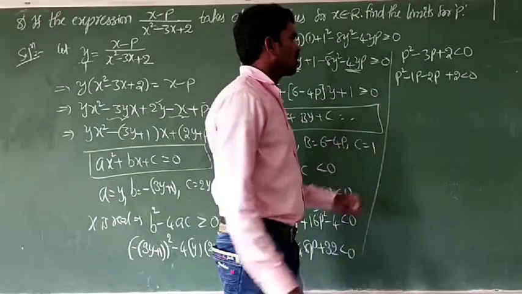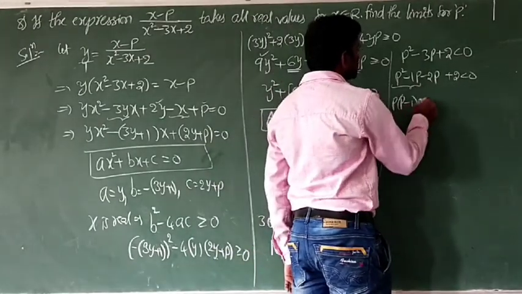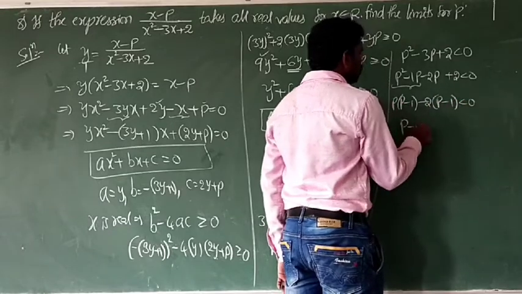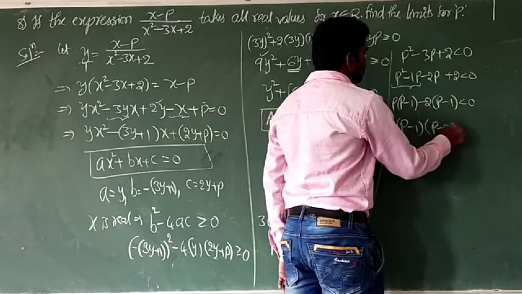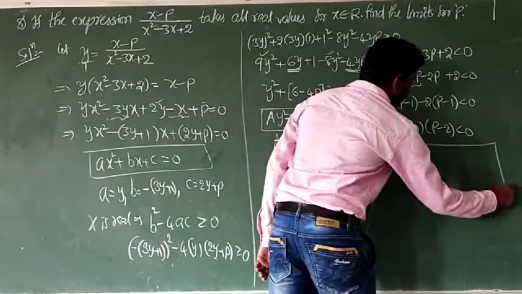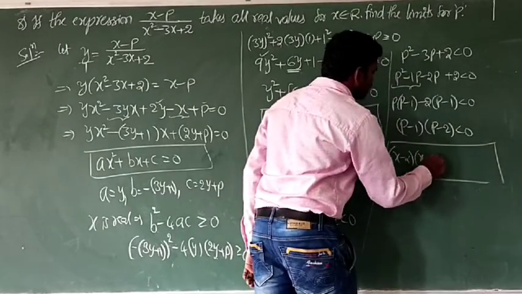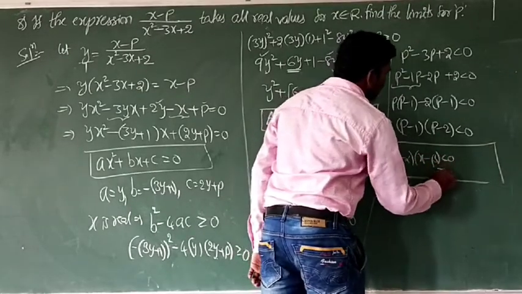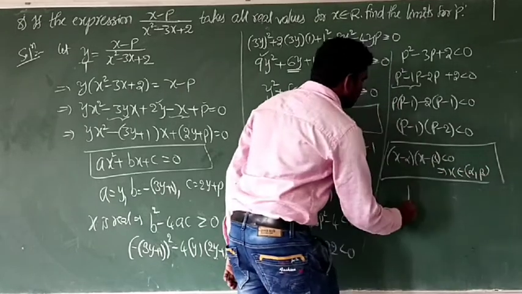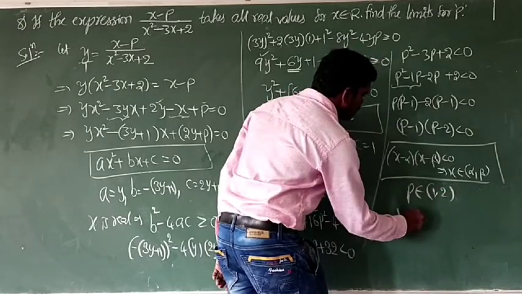Okay, do the factorization process. From the first, what is common? p is common, so p minus 1. And from the next, what is common? Minus 2 is common, less than 2. Again, in both terms, p minus 1 is common. So p minus 1 into p minus 2 less than 0. So which is in the form of x minus alpha into x minus beta less than 0, then x belongs to alpha comma beta. So here p belongs to 1 comma 2. That means 1 less than p less than 2.